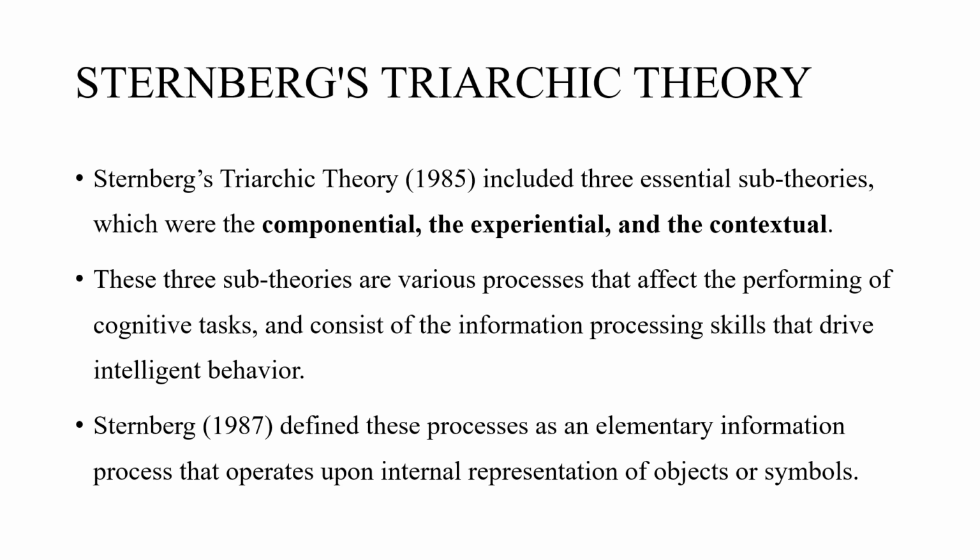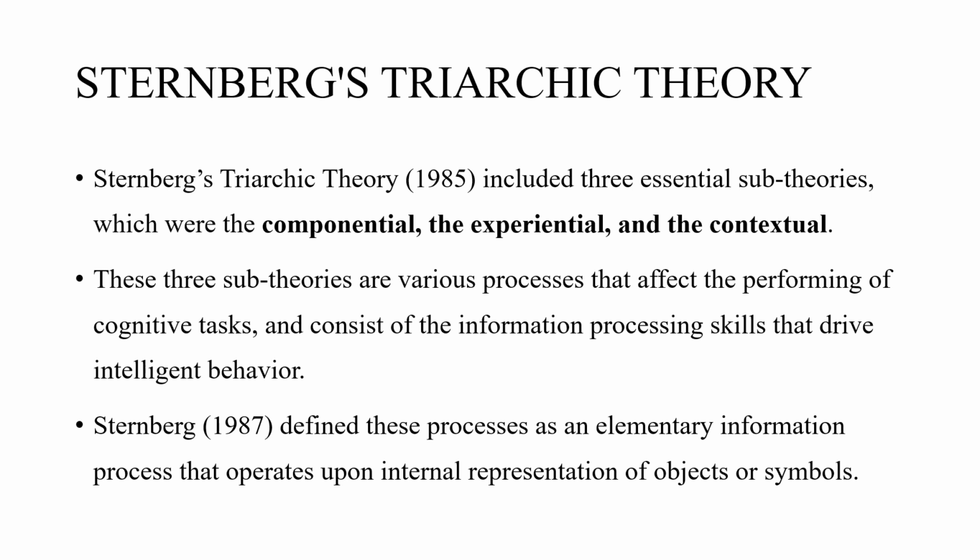Dear students, today we are going to look at one of the intelligence theories, a very famous intelligence theory given by Sternberg. It's called Sternberg's Triarchic theory. According to Sternberg, there are three main components or three essential sub-theories: the componential, experiential, and contextual sub-theories. These are the different types of intelligence that constitute and are present in a person.